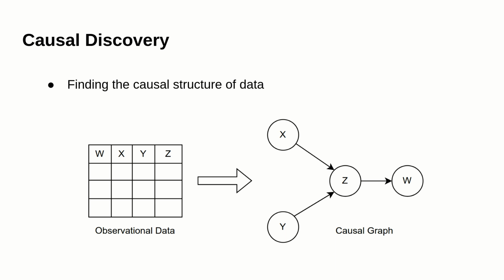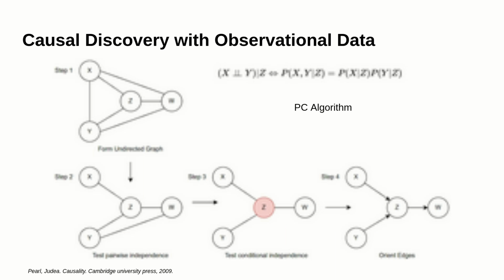Causal discovery is a task for finding the causal structure of the data. Here we have data about a system that consists of four random variables. A causal discovery algorithm will estimate the causal graph where each node represents a variable and the edges between two nodes show the dependence between the two. For instance, here variable z depends on both x and y, whereas x and y are both independent exogenous variables.